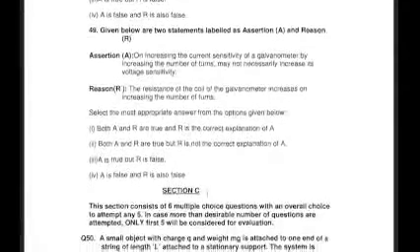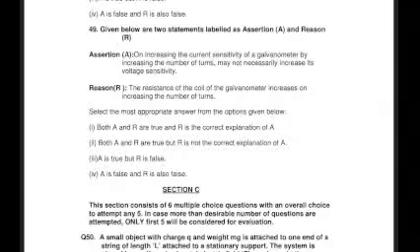Question number 49. Given below are the two statements labeled as Assertion A and Reason R. Assertion A: Increasing the current sensitivity of the galvanometer by increasing the number of turns may not necessarily increase its voltage sensitivity. Reason R: The resistance of the coil of the galvanometer increases on increasing the number of turns. Select the most appropriate answer from the options given below.